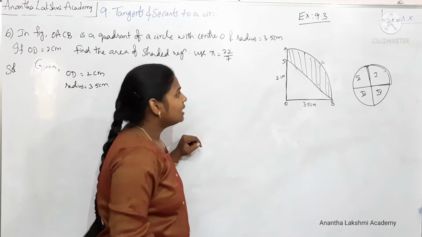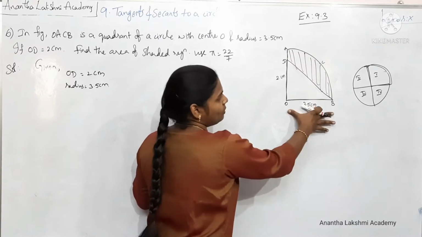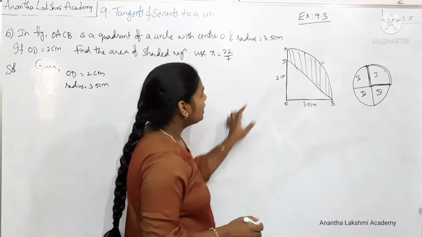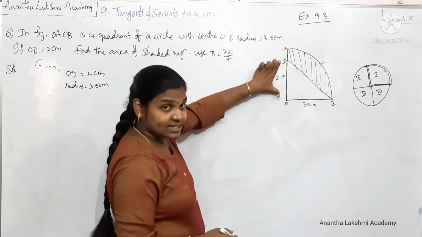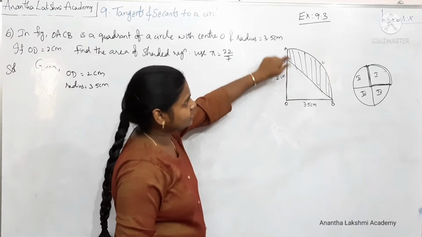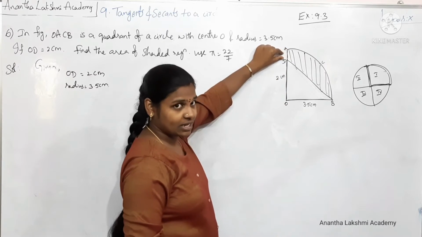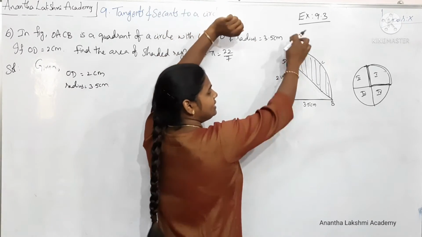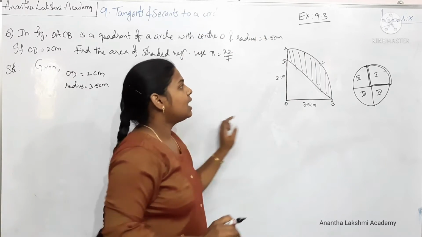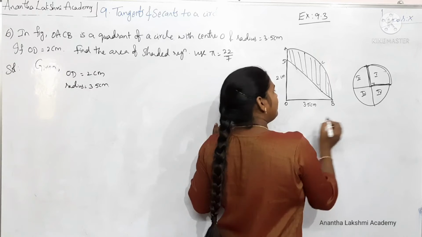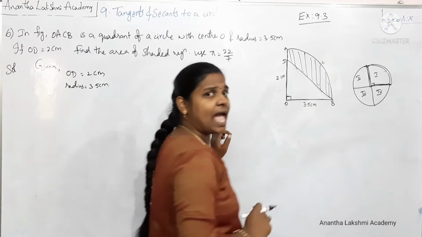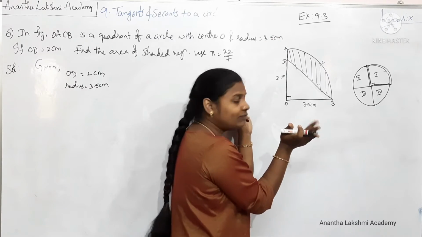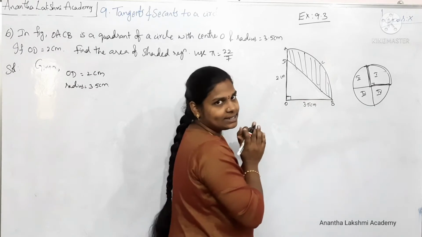OA and OB, in a quadrant, are nothing but radius, isn't it? Here the length of the opposite side of the triangle is given, just 2 centimeters. This particular part is 1.5. The total length OD plus DA is nothing but 3.5 centimeters. And in quadrants, the angle made is 90 degrees. When it is split into 4 equal parts, at the center, the angle made is 90 degrees.